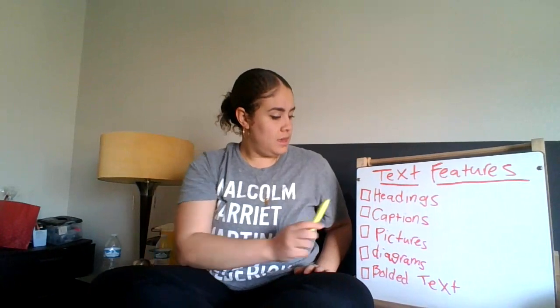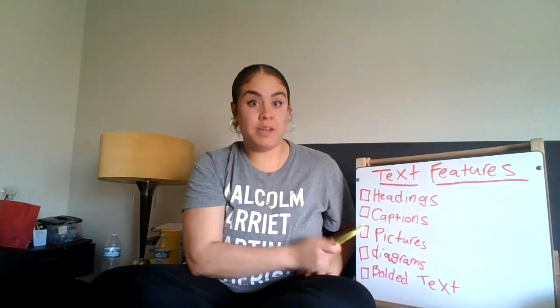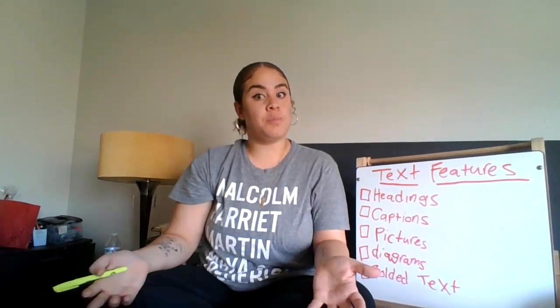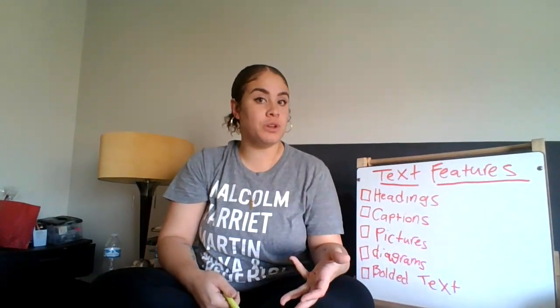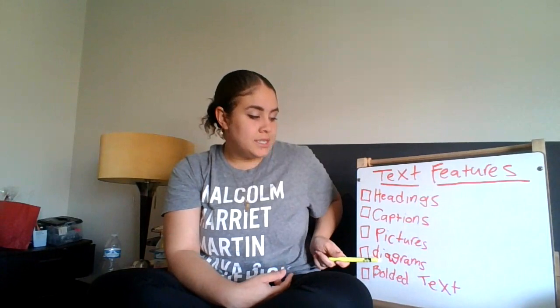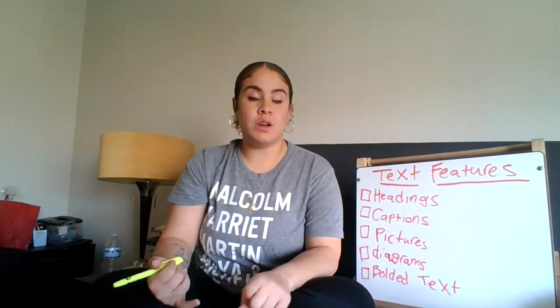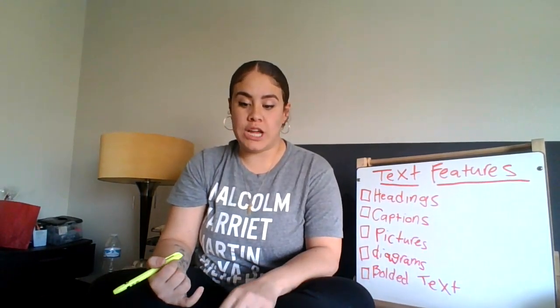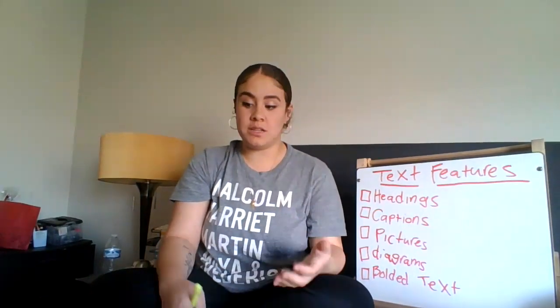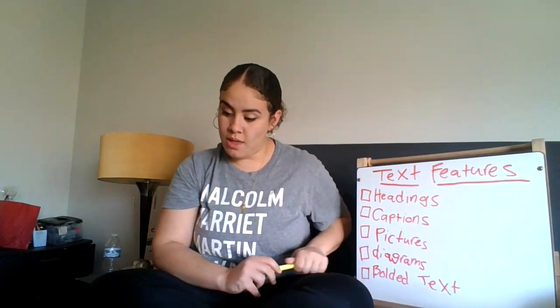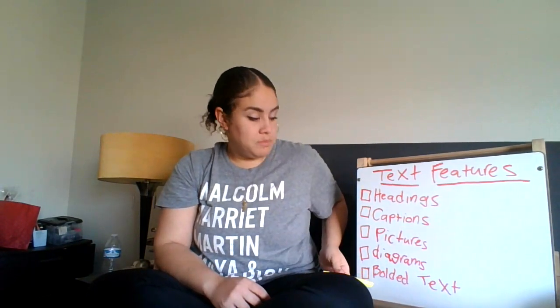Okay? Now, the next one that we have here are the pictures themselves. Pictures are there to help you guys understand what is going on and give you like a visual representation of what you're reading about. The next is diagrams. So diagrams are pictures with labels such as, like, if you were reading an article about the human body, there might be a diagram of a skeleton, a human skeleton with labels. Okay? And then the next thing is bolded text.